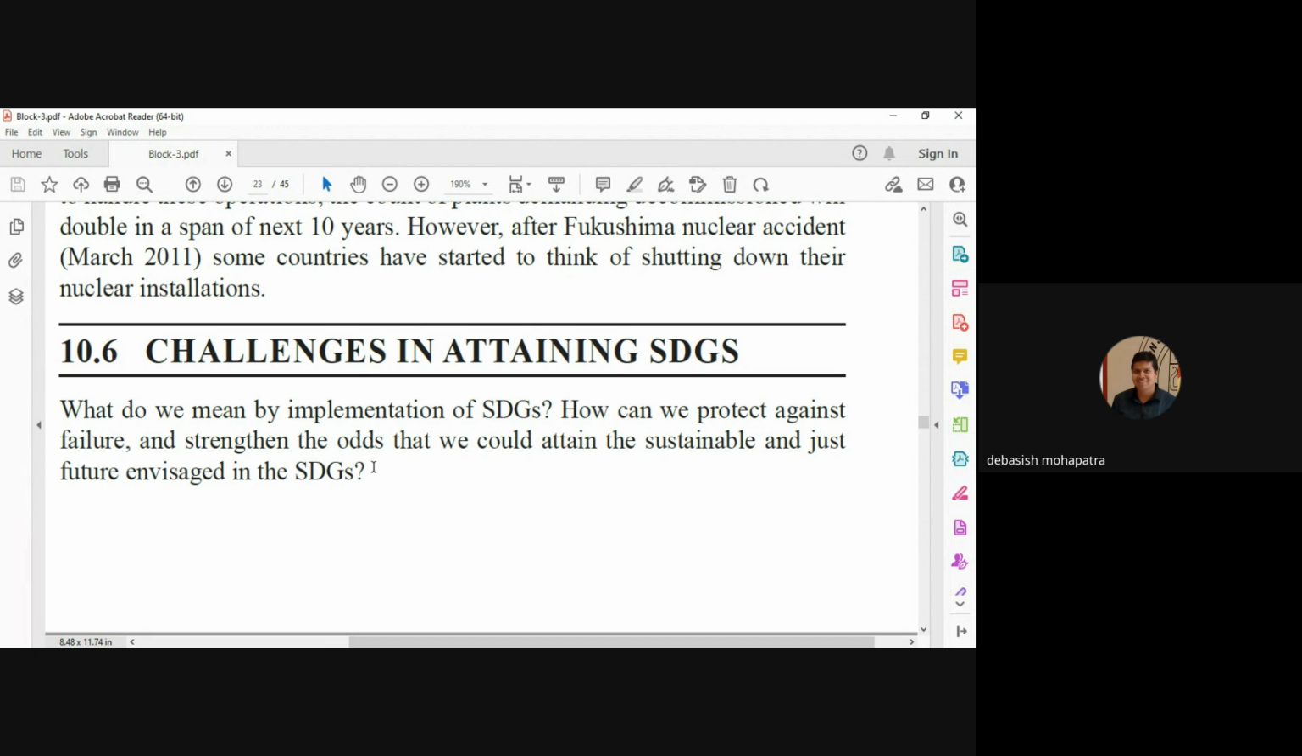So what are the main challenges in attaining the SDGs? What do you mean by implementation of SDGs? How can we protect against failure and strengthen the odds that we could attain a sustainable and just future through the SDGs?